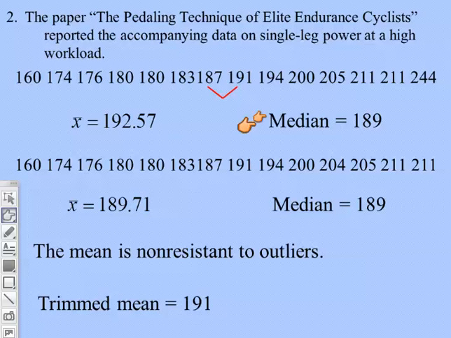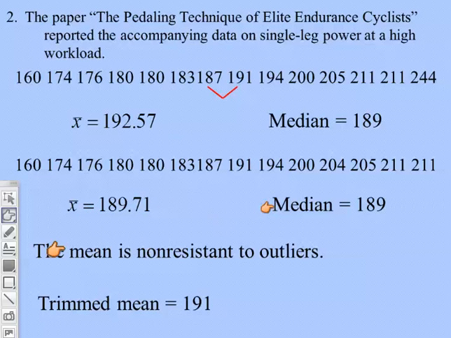Well, that's interesting. But you know what? Notice this number way over here, 244. There's a huge gap from 211 to 244. That huge gap is sometimes called an outlier. It affects this number tremendously, but doesn't affect this one hardly at all. So let's look. If we took that 244 out and found the X bar, notice what happens. 189.71, and the median's 189.